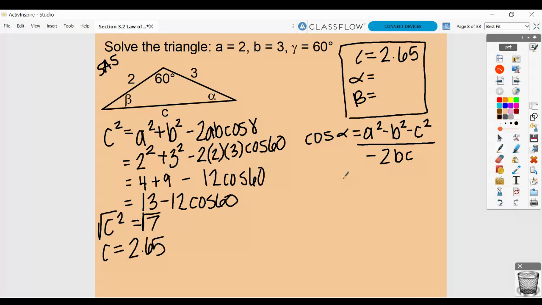So again, you are substituting in your numbers. So a squared would be 2 squared minus 3 squared. Okay, now something to pay attention to: the c squared you already have over here, and c squared is 7. So there's no point in writing 2.65 squared. You already have that c squared. And then divided by -2 times 3. Now the c would be the 2.65.